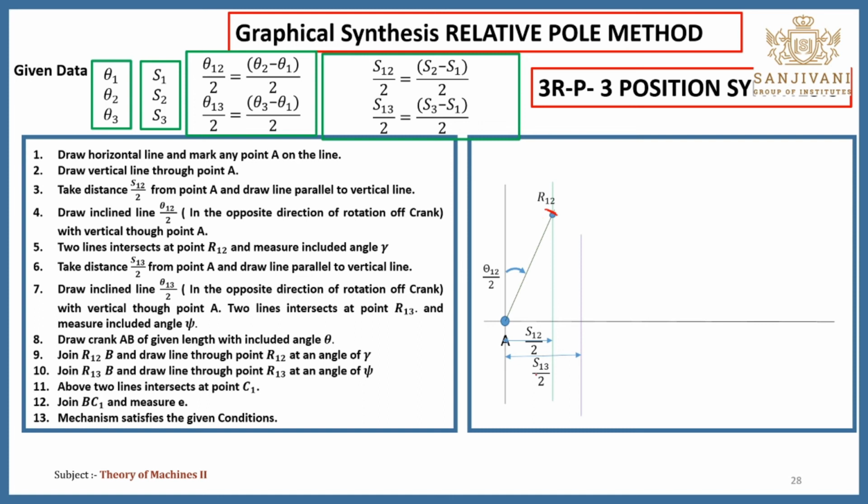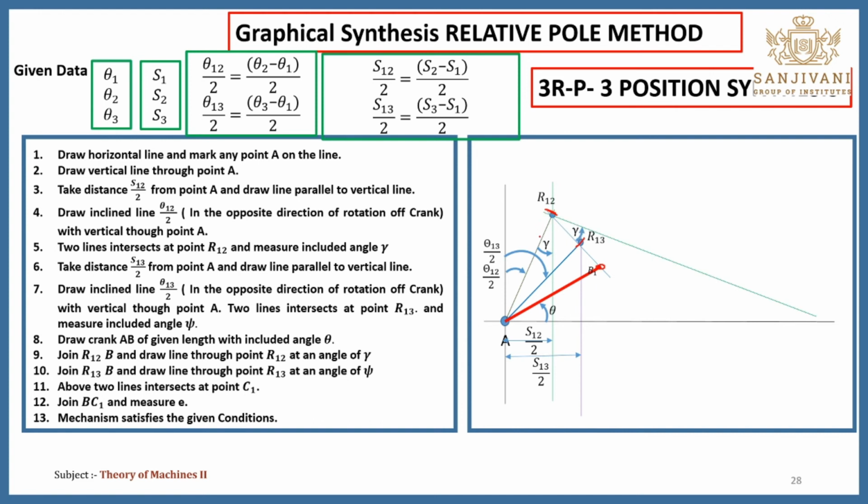Next you have to take the S13 by 2 offset distance, and again you have to draw this parallel line with this reference line. Again with this vertical line you have to take that theta 13 by 2 angle, and these two lines intersect at a common point. That common point is the R13. Okay, now you have to draw any one position of the crank at an angle of theta, which gives B1. Next you need to measure this angle gamma, and you have to join R1 and B, these 2 points.